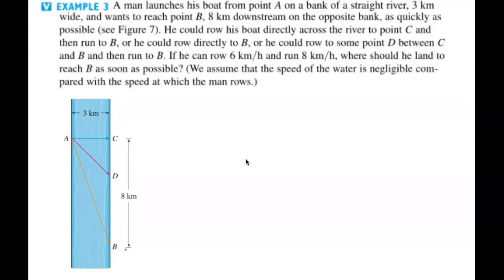Is there like a current going on? No. So we're gonna assume that's what's in parentheses at the end. Assume that the speed of the water is negligible compared to the speed at which he rows. Meaning, just assume the current has no impact on him. Okay. Good question.